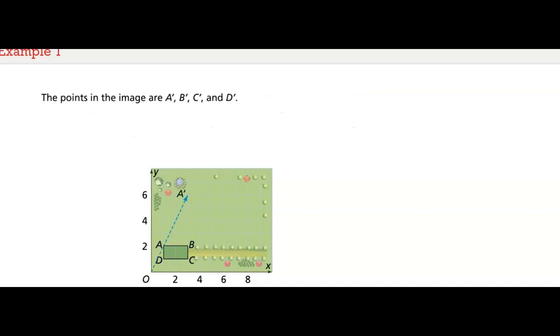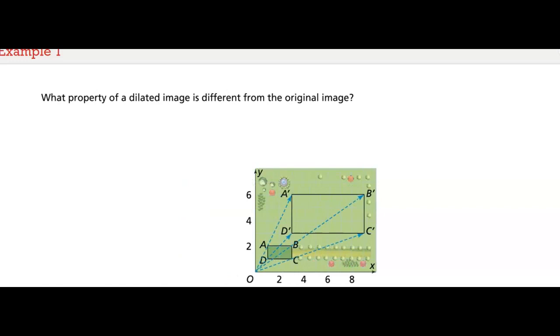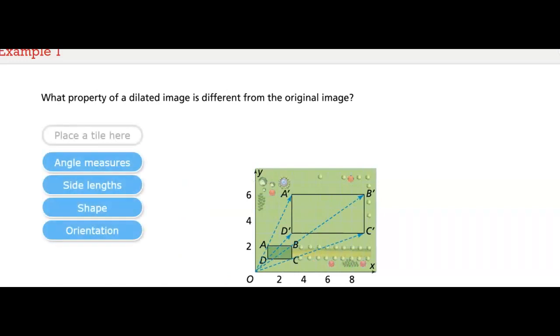The point A' is in the image because it is on the ray starting at the origin and passing through A. A' is 3 times as far from the origin as point A is, because the scale factor is 3. What property of a dilated image is different from the original image? Select your answer.